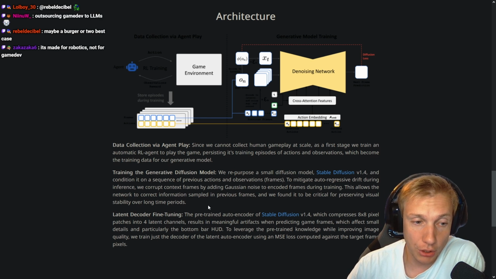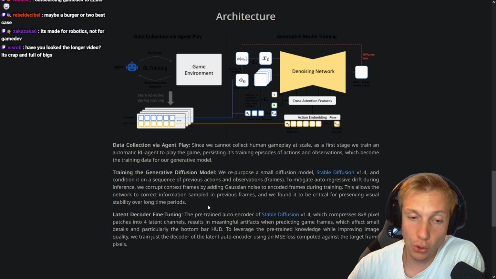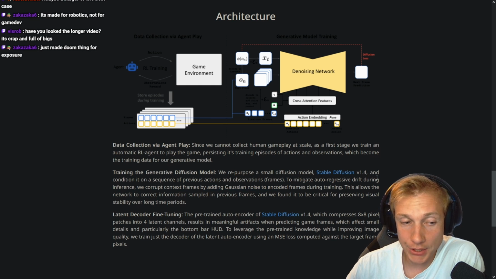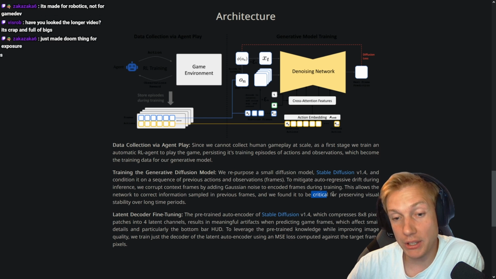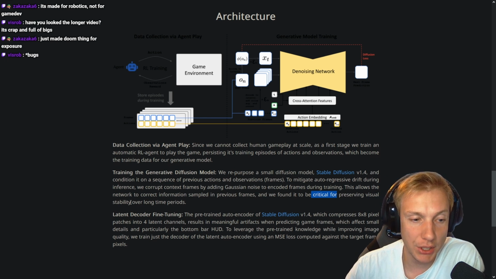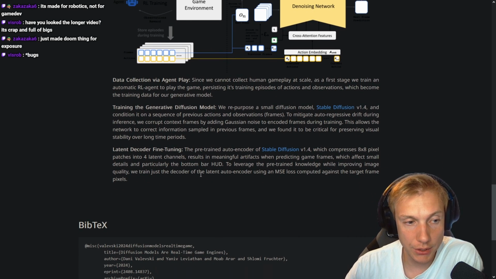Okay, yeah. So we corrupt context frames by adding Gaussian noise to encoded frames during training. This is probably the black stuff that we see here. This allows the network to correct information sampled in previous frames. And we found it to be critical for preserving visual stability over long time periods. Have a look at the longer videos. Yeah, we have seen this.